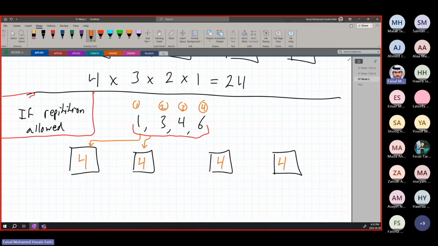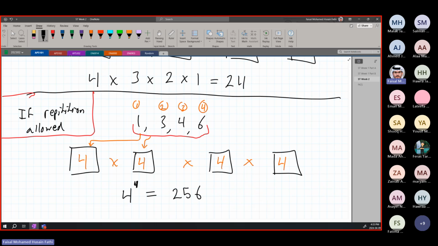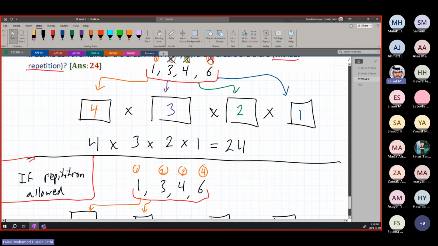So it's going to be 4 times 4 times 4 times 4, or in other words, just 4 to the power of 4. All right? So this is going to be equal to 256. So you can see how many more combinations you can have. You can have 256 combinations compared to the 24, only if you allowed for repetition in your code.